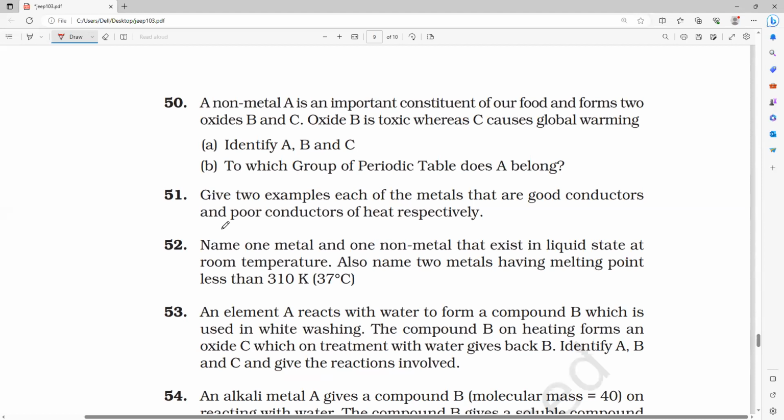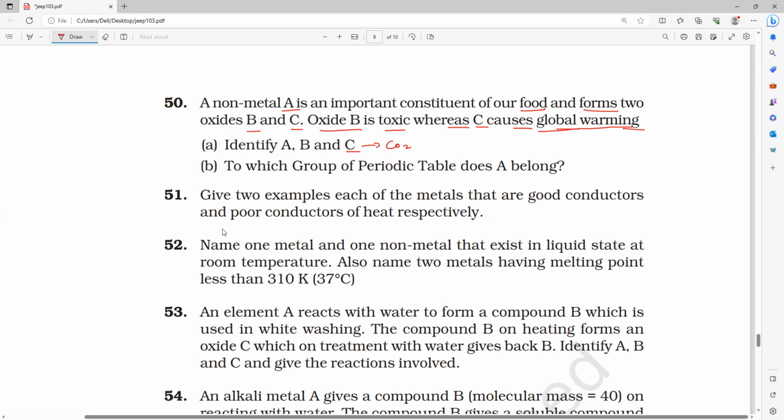So next one is: non-metal A is an important constituent of our blood and forms two oxides B and C. Oxide B is toxic, whereas C causes global warming. Of course, by hearing the word global warming, you can say that it is carbon dioxide. Am I right or no, everybody?